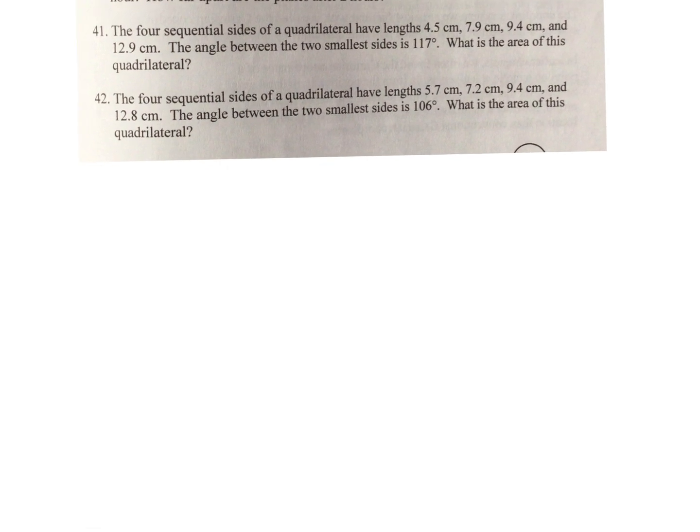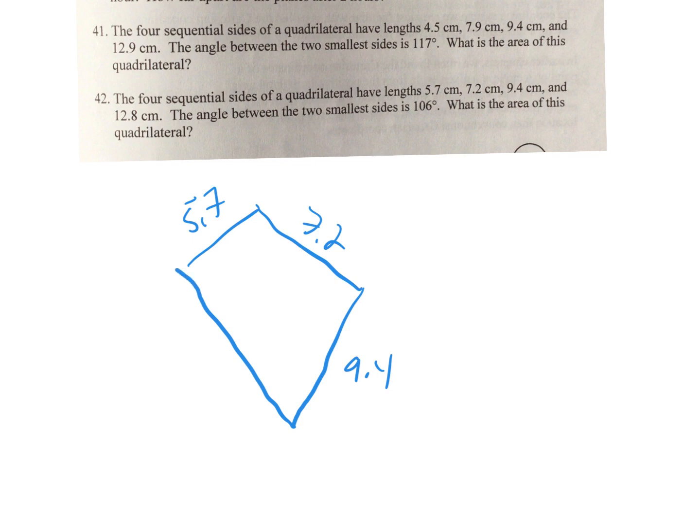So let's draw a picture of what's happened here. It says 4 sequential sides, so in order, right? Have those lengths. So let's draw what that might look like. Here's the first side, which is 5.7. Here's the second side, which is 7.2. Here's the third side, which is 9.4. And here's the last side, which is 12.8. Now, they told us the angle in between the two smallest sides is 106 degrees.